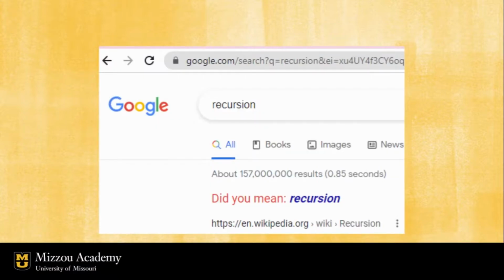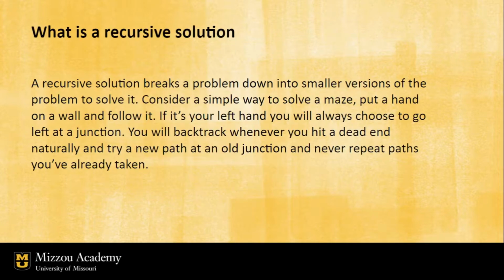So first, let's take a look at what is recursion. So if you Google recursion, well, I guess Google's not quite sure what recursion is, or rather, that's our joke. Recursion really is a way to break a problem down into smaller versions of the same problem. And so that's sort of the joke there from Google.